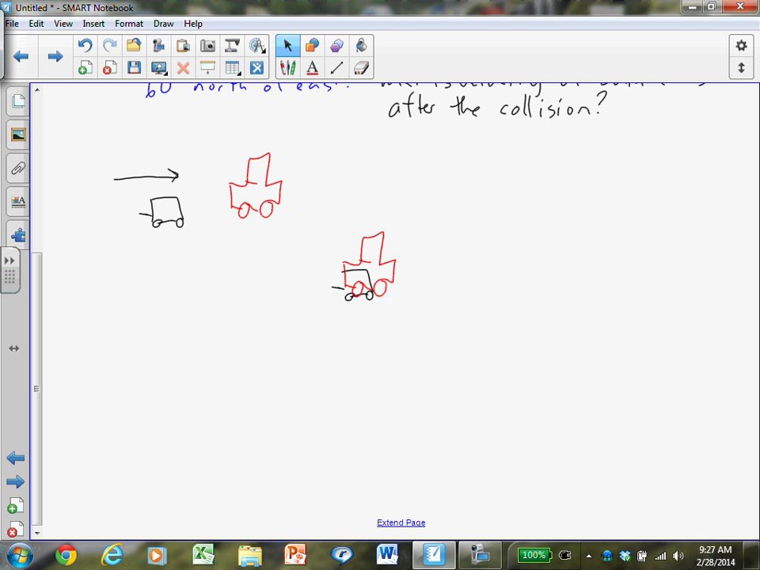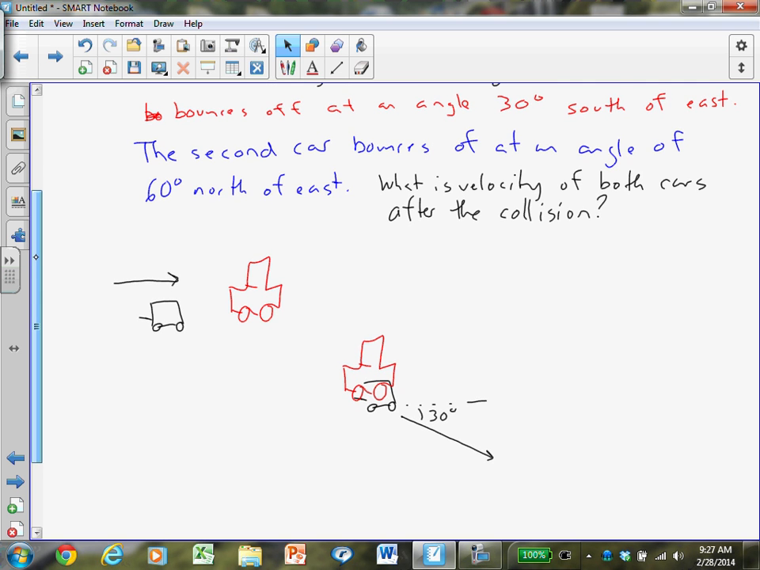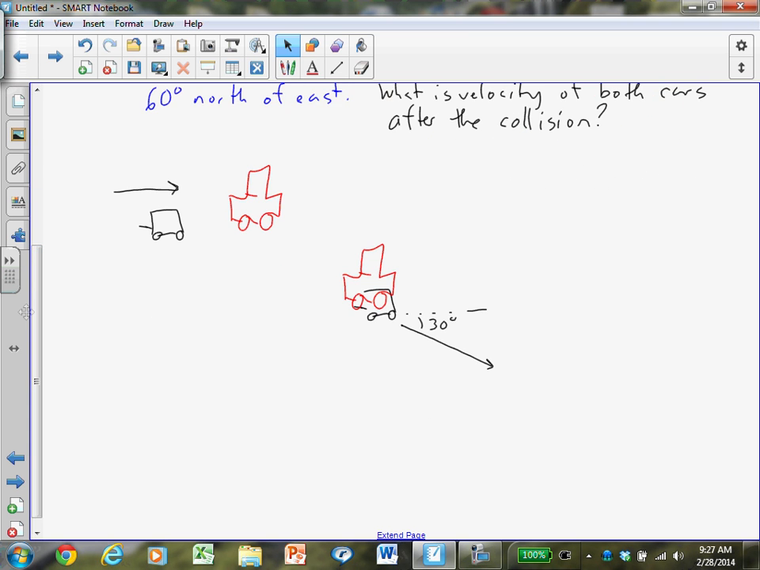So this one is going to go off like that at 30 degrees, right? And the red one's going to go off at, the second car bounces off at an angle 60 degrees north of east. North of east, so 60 degrees from here, like so. Okay? Now, what do we have to start with here in terms of working with this? We know it's a vector problem because it's off in 2 dimensions.